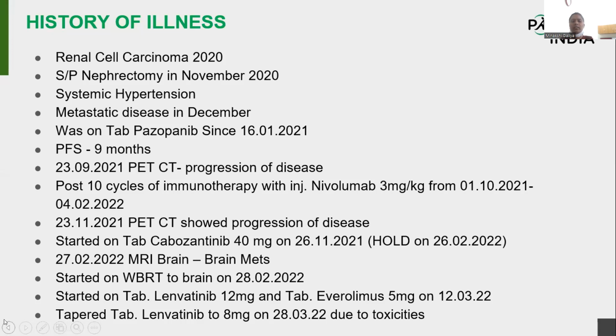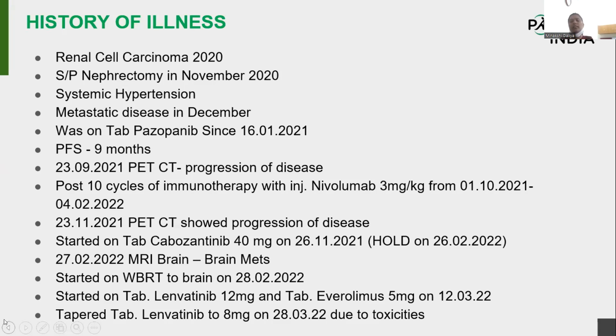For the history of illness, he first came to us in 2020 with renal cell carcinoma, and nephrectomy was done in November. He was a known case of systemic hypertension, and his disease metastasized in December 2020. We started him on tab pazopanib, and he received it till January 2021, with a progression-free survival of 9 months. After that, PET-CT was done and showed disease progression. We started him on immunotherapy with nivolumab, and he received 10 cycles. After that, the interim PET scan showed the disease was stable.